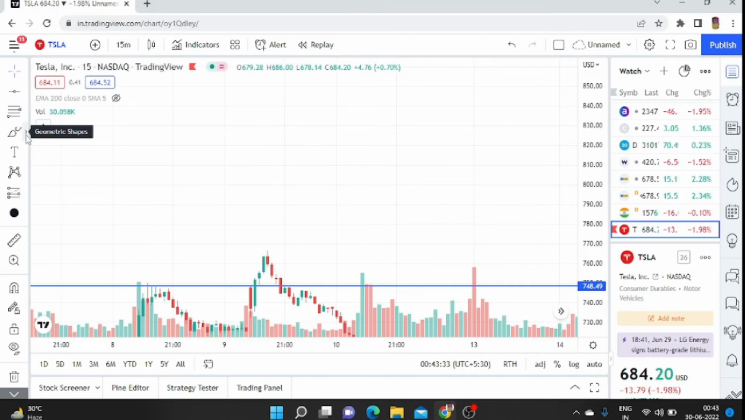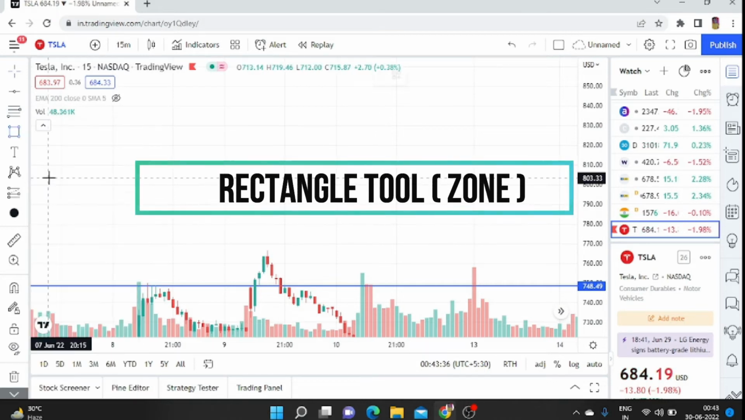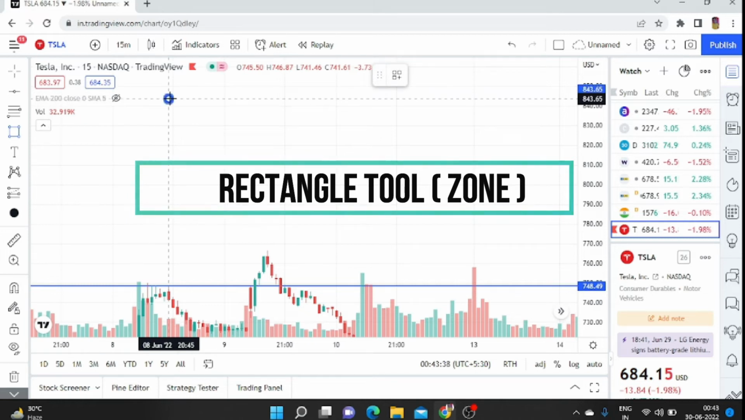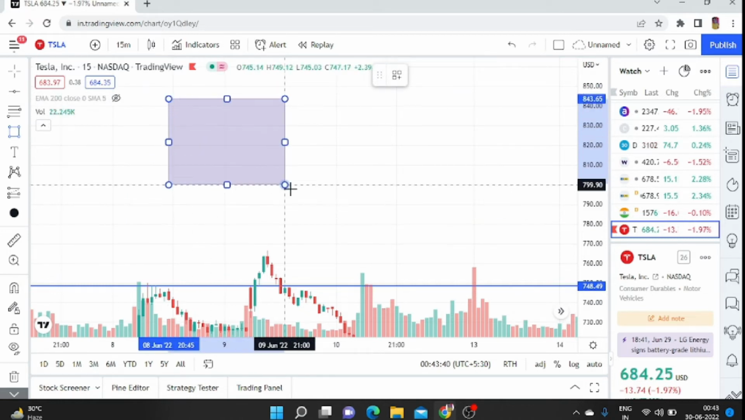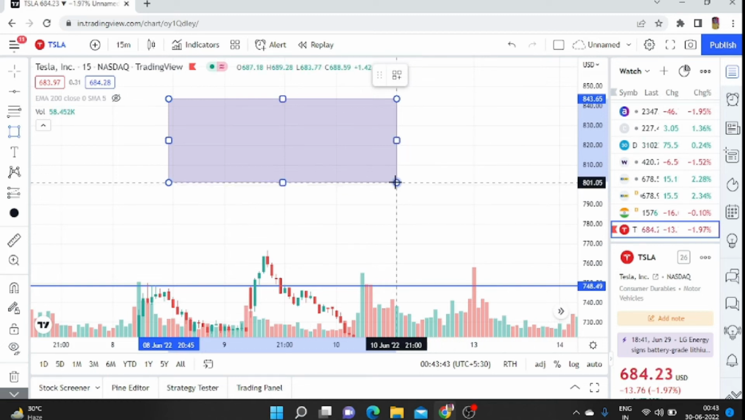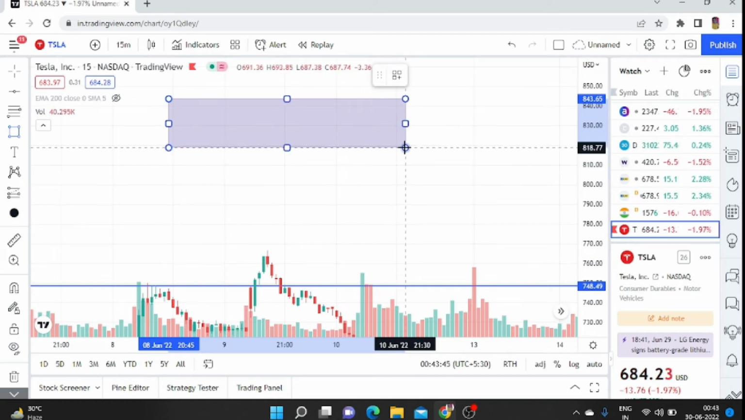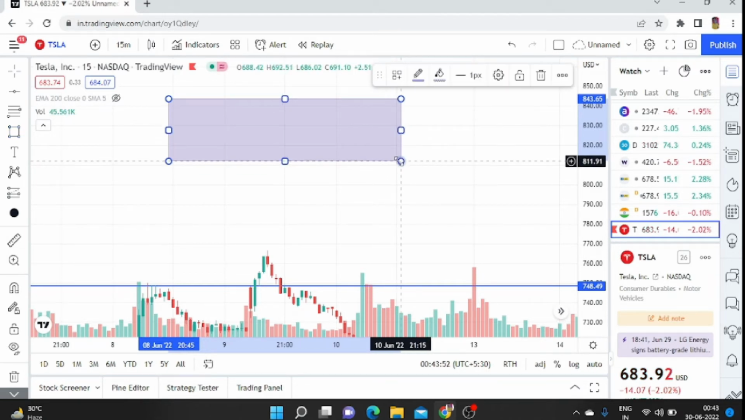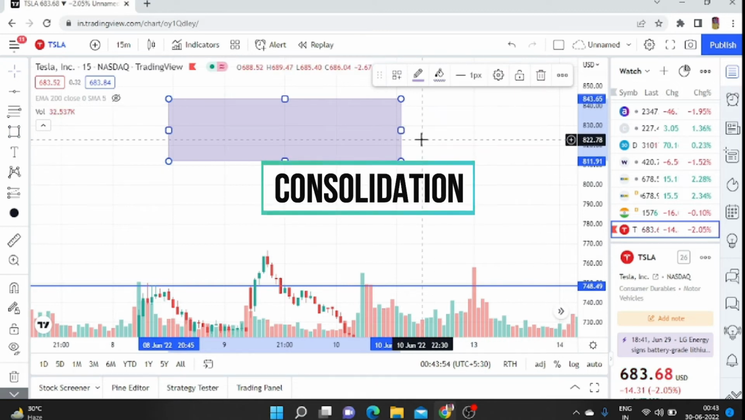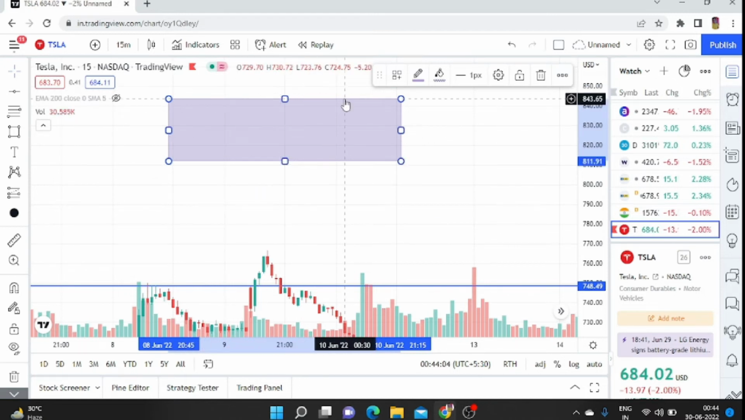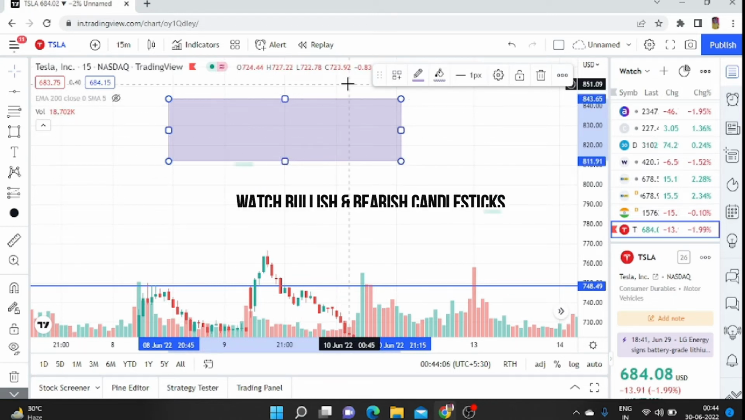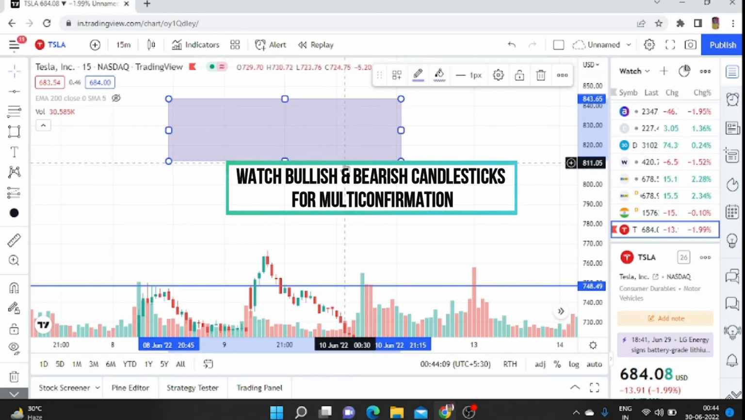The next tool that we have is a rectangle. Basically, a rectangle we draw. A rectangle is nothing but a horizontal line. It acts as a horizontal line, its work is the same as a horizontal line, nothing else. Basically, we use rectangles in sideways markets. If the market breaks the rectangle from the upside, it will be a bullish market. If it breaks from the downside, it will be a bearish market.